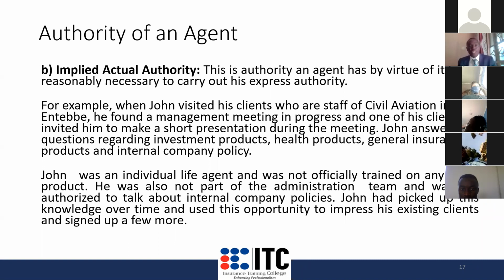So from the example here, we're seeing John visited the client who are the staff at Civil Aviation in Entebbe, and he phoned management meeting in the process. And one of his clients invited him to make a short presentation. And during this meeting, John answered questions regarding investment, health product and general insurance product, and internal company policies. John was an individual life agent and was not officially trained.